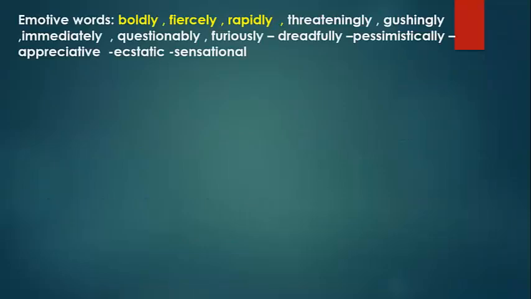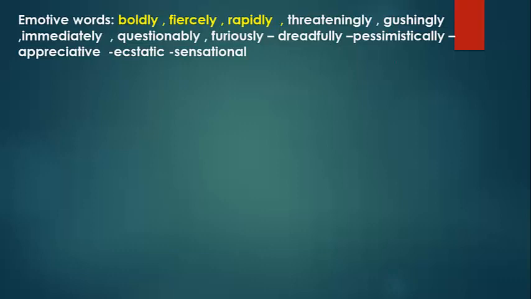Rule number 2. Here is a group of some emotive words, some strong words that we already read last time. So let's read them in a rush. Khalid, read the first list, please. Boldly, fiercely, rapidly, threateningly, gushingly, immediately, questionably, furiously, dreadfully, pessimistically, appreciative, ecstatic, sensational. Yes, ecstatic and sensational. Fine. Thank you. Good job.